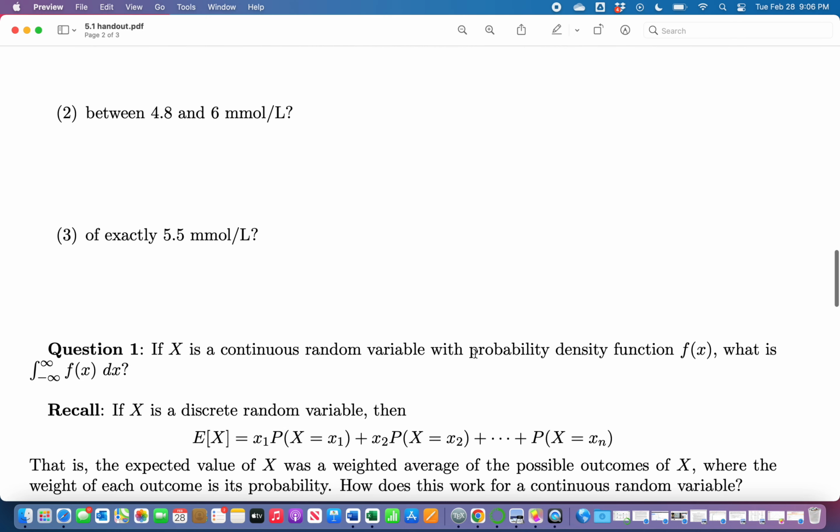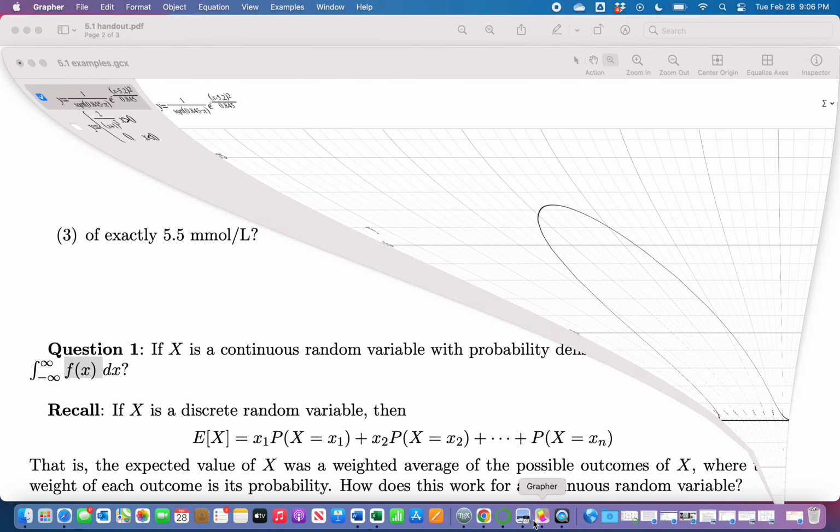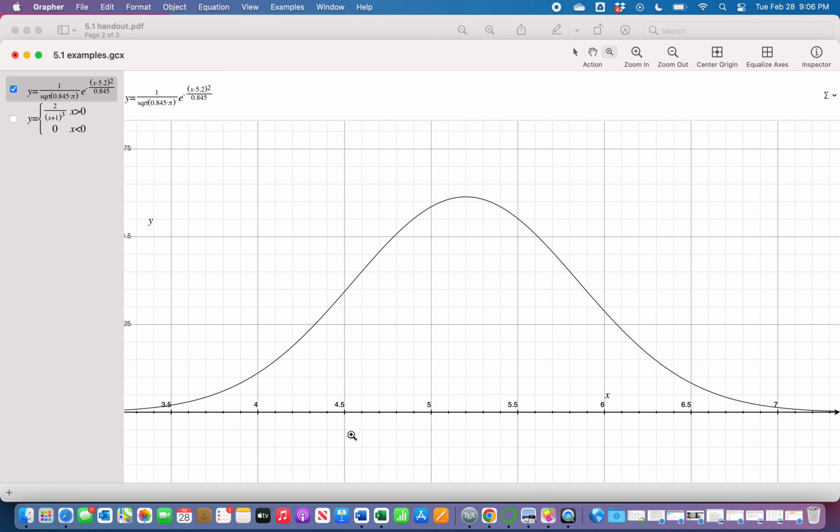So probability density functions, basically their defining characteristic is that this integral is 1. The other defining characteristic is that f of x is always at least 0. It would make no sense for this curve to dip below the x-axis because that might give you negative probabilities sometimes, which makes no sense. So probability density functions live on or above the x-axis, and their total area under the curve is 1.